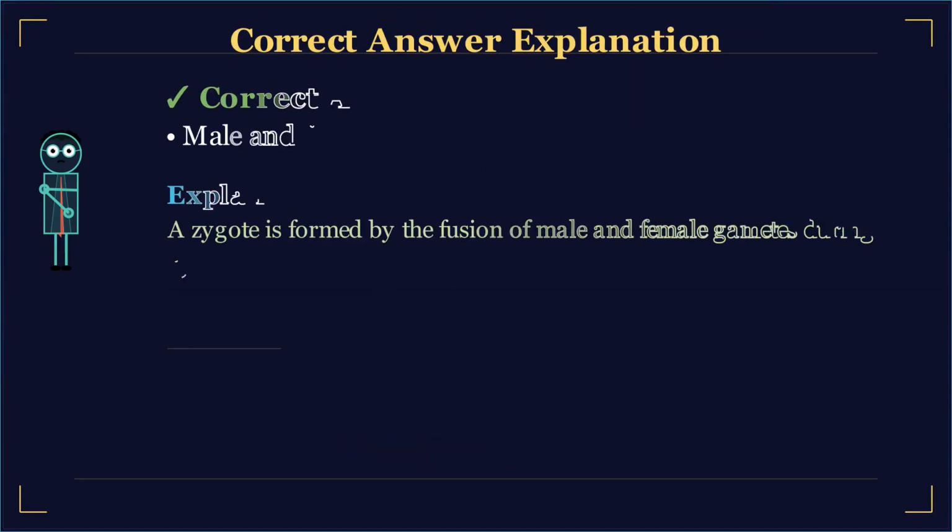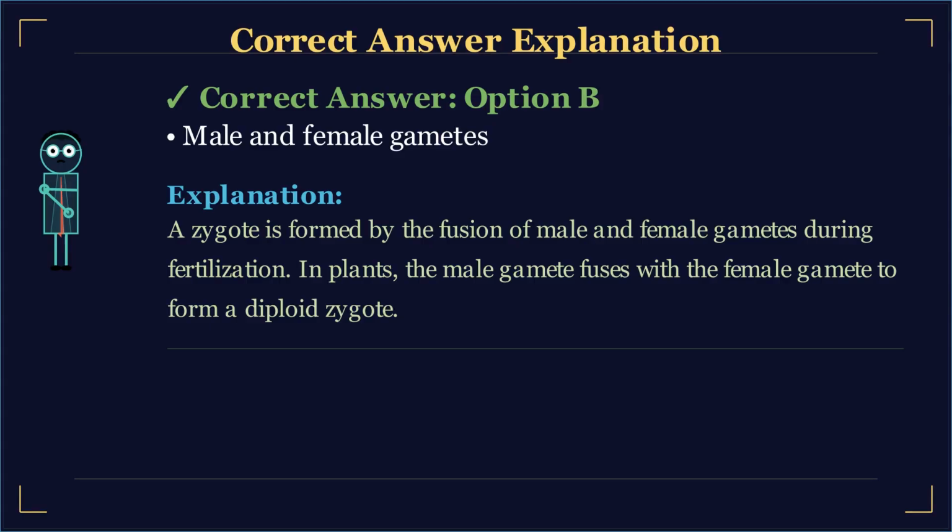Here's the explanation for the correct answer. A zygote is formed by the fusion of male and female gametes during fertilization. In plants, the male gamete fuses with the female gamete to form a diploid zygote.